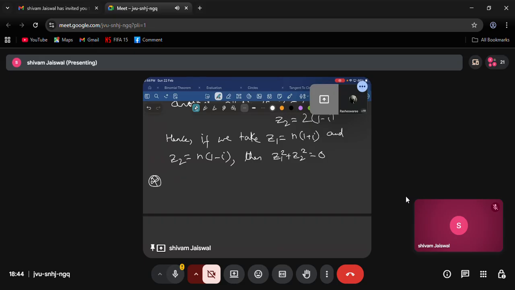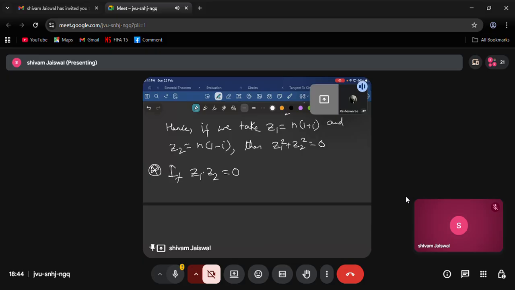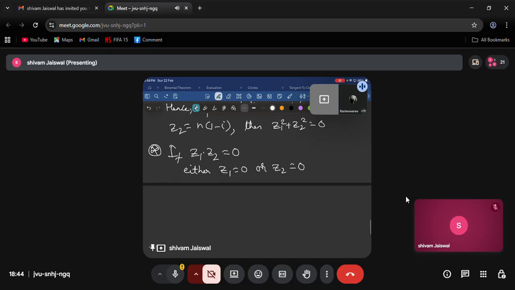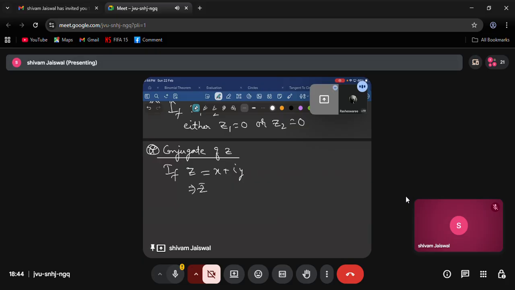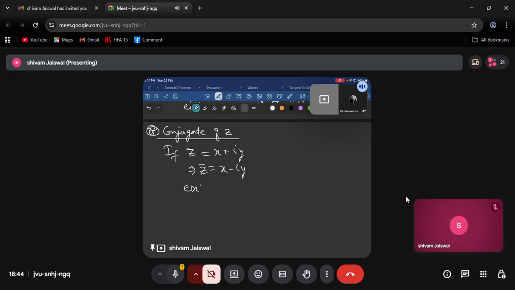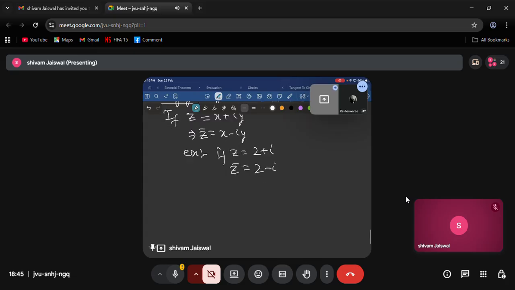Next. If z1 z2 is equal to 0, if the product of two complex numbers is equal to 0, then either z1 is equal to 0 or z2 is equal to 0. Okay. Next. Conjugate of z. If z is equal to x plus iota y, then what is z bar? Z bar is equal to x minus iota y. For example, if z is equal to 2 plus iota, then z bar is equal to 2 minus iota.